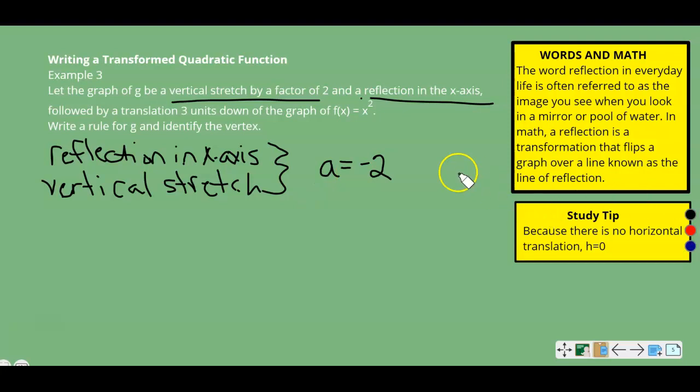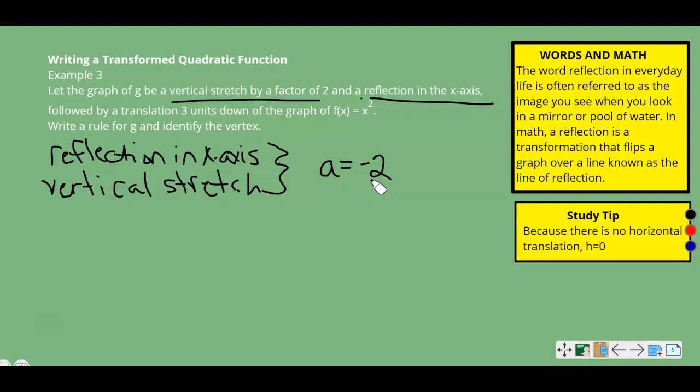All right, how do we know? This is a vertical stretch, so we know that a just stays as a. Remember, if it's a horizontal, it would be 1 over a, but this one is a vertical stretch and a reflection across the x-axis. So we know that a is going to be negative 2. What else do we know?